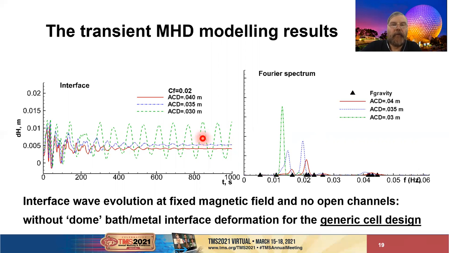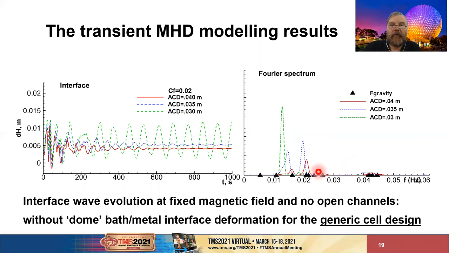And here you have three solutions. We have done this three times at three values of ACD and one value of friction coefficient, 0.02. And you have a prediction of a very stable cell, the red curve here, with very fast damping, to a critical damping where the wave you have created is lasting forever for the case of a 3 centimeter ACD.